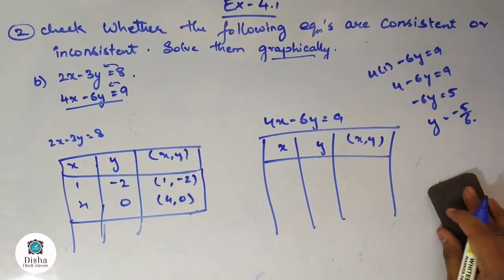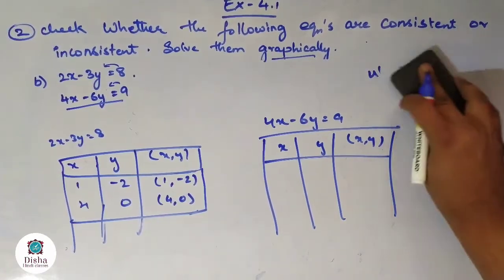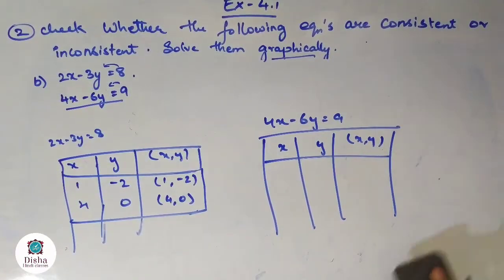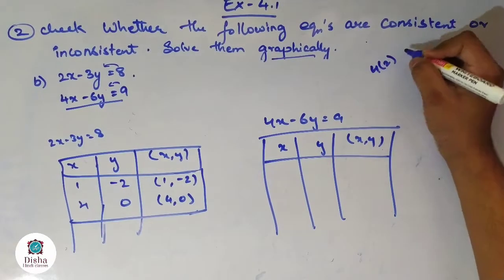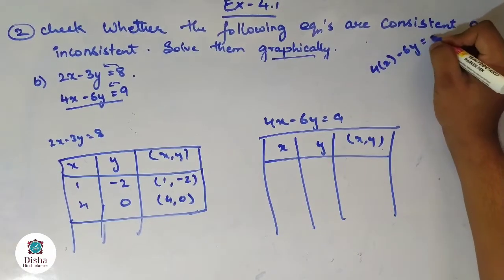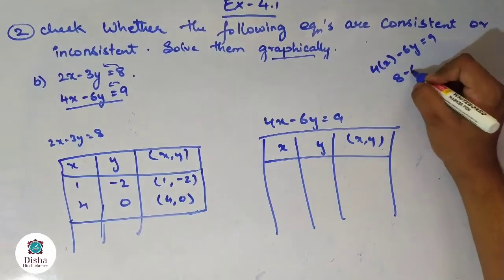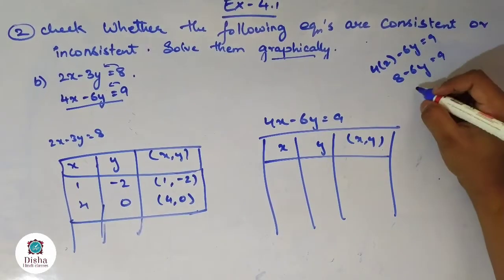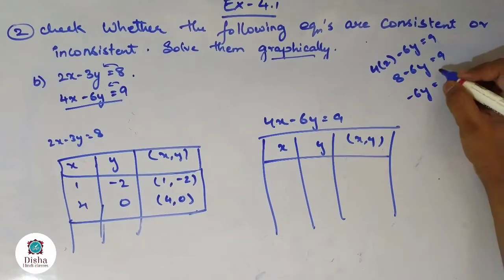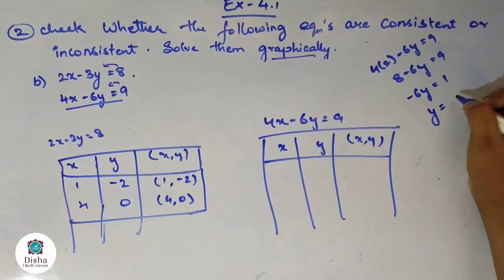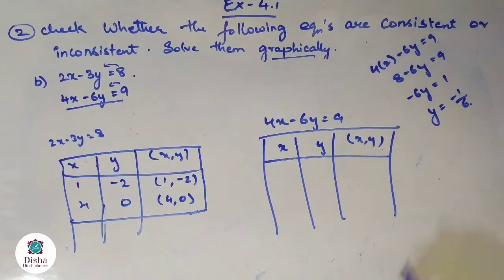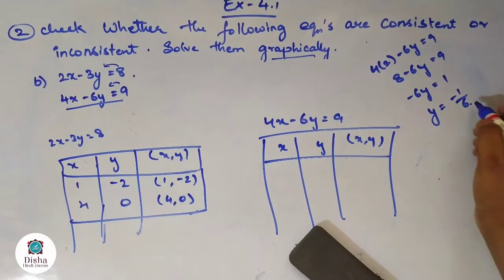So we are getting a fraction, we can't take it because it will be very difficult to point on the graph. So we'll take x as 2. So 4 into 2 minus 6y equals 9. 8 minus 6y equals 9. Minus 6y equals 1, because 9 minus 8 will be 1. So y equals minus 1 by 6. So here also we are getting just a fraction.